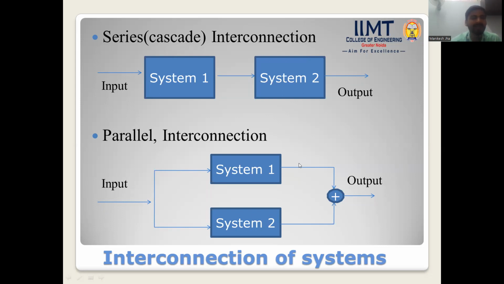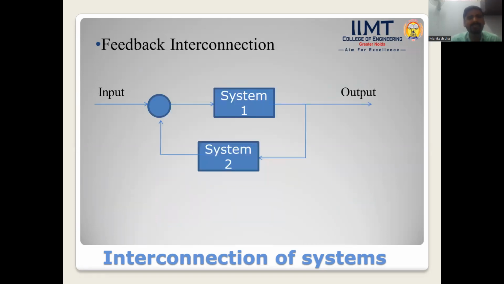Second one is parallel connection. If system 1 has gain G1 and system 2 has gain G2, and they are connected in parallel, then the equivalent gain of the system will be the addition, G1 plus G2. So you have to remember, if the systems are in cascade or series, the gain is multiplied. If the systems are in parallel connection, the gain will be the addition of the individual gains.